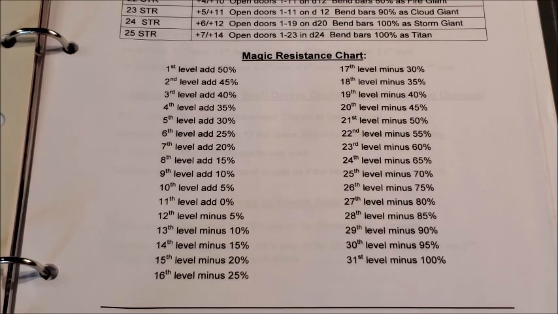Also, conversely, we do allow an MR check from gaze attacks that directly affect you, such as a vampire's charm or Medusa turning you to stone. Because those are magical effects that are affecting your body, we do allow magic resistance checks on those. So there's just a few of our rules on that.